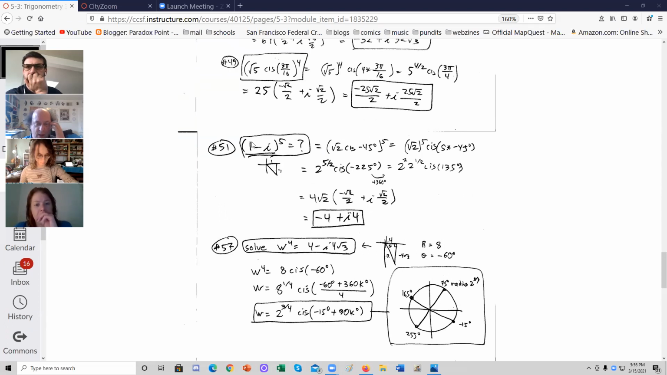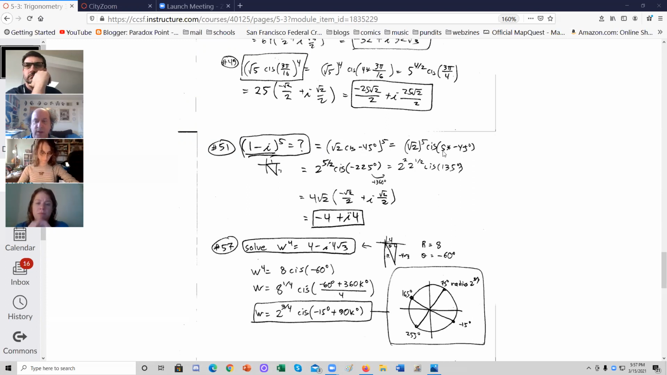Here they have the fifth power of 1 minus I. What is that? Well, 1 minus I is over 1 and down 1. Its diagonal is root 2. The angle is minus 45 degrees. So root 2, cis negative 45 degrees, to the fifth power. Okay, so length to the fifth power, root 2 to the fifth.